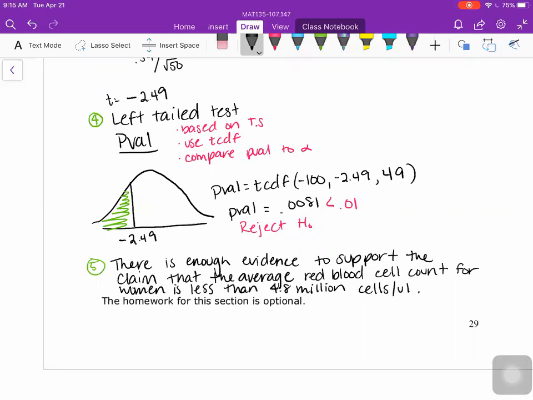The homework for section 10.5 is optional. We encourage you guys to do it to get another dose of practice for identifying what type of a parameter you are testing, and that way you use the correct formula for the test statistic and the correct calculator functions.